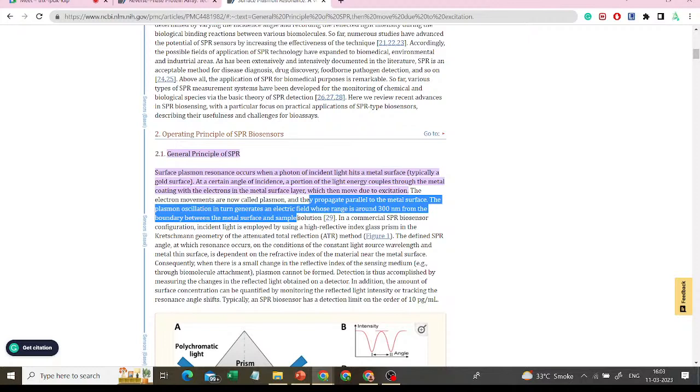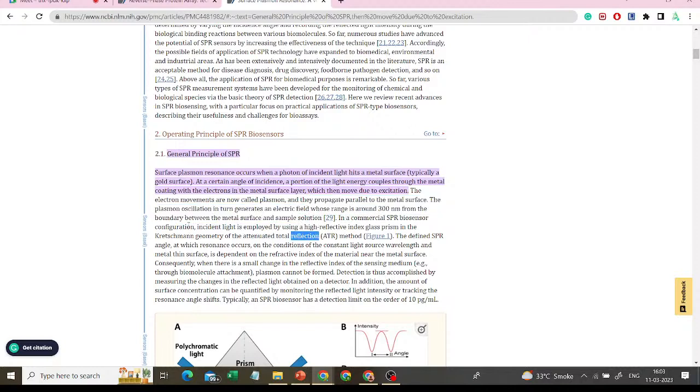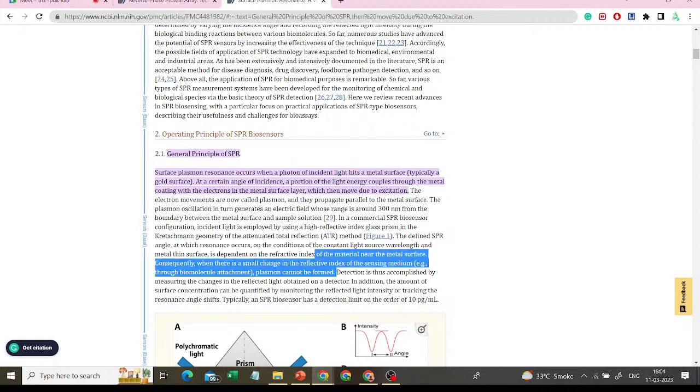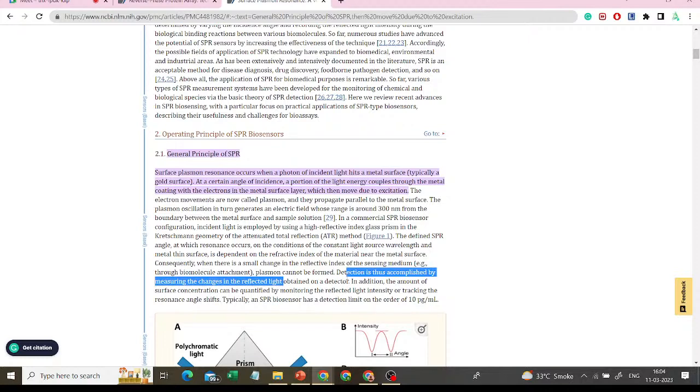In a commercial SPR biosensor, incident light is delivered using a high refractive index glass prism using ATR or the attenuated total reflection geometry. Resonance occurs under the conditions of a constant light source wavelength, and the metal thin surface is dependent on the material near the metal surface. So when there is a small change in the refractive index of the sensing medium, such as a biomolecule layer, the plasmon changes. Detection thus happens by measuring these changes. When light is passed through at a certain intensity, but you have some ligands attached, it will create some changes.